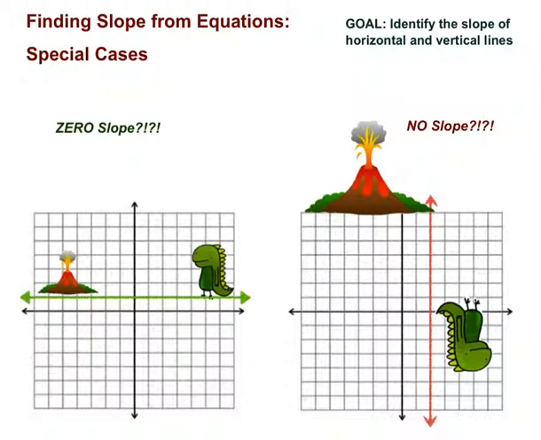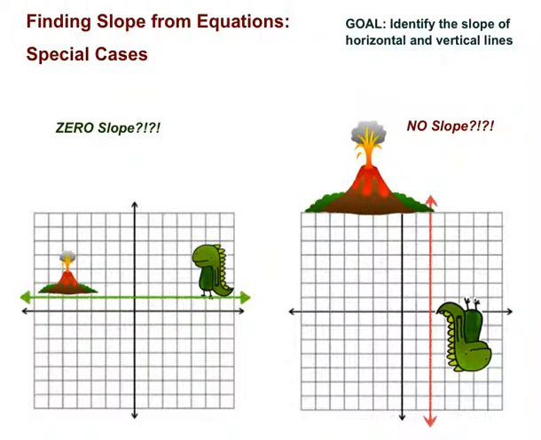Let's talk about some special cases for finding slope of a line from equations. And we'll use our dinosaur friend to help illustrate this once again. And as an intro, let's of course remember our goal, and that is to identify the slope of horizontal and vertical lines, in this case, especially from their equations. And let's also try to remember, how do you find the equation of a horizontal or vertical line?